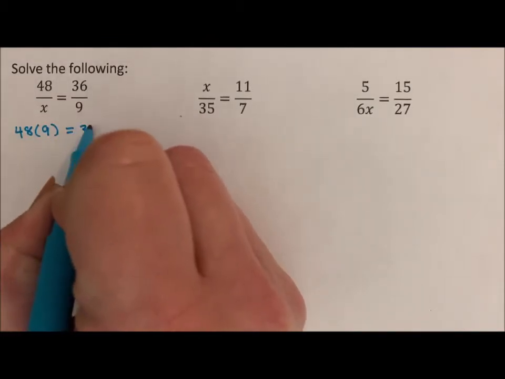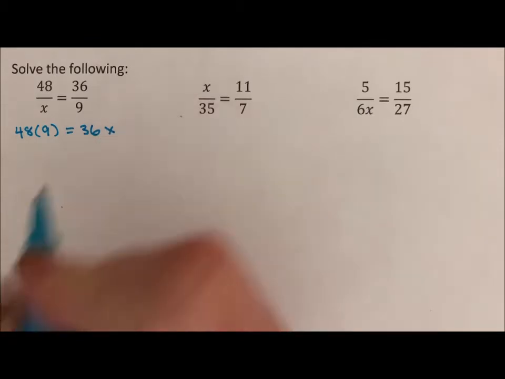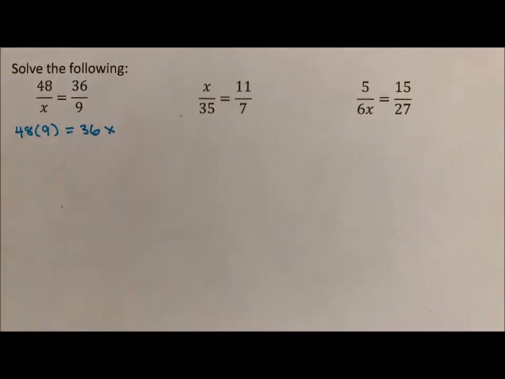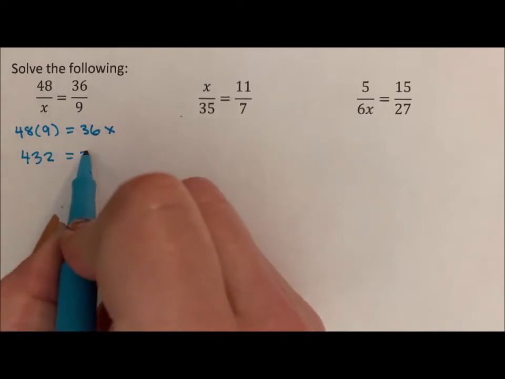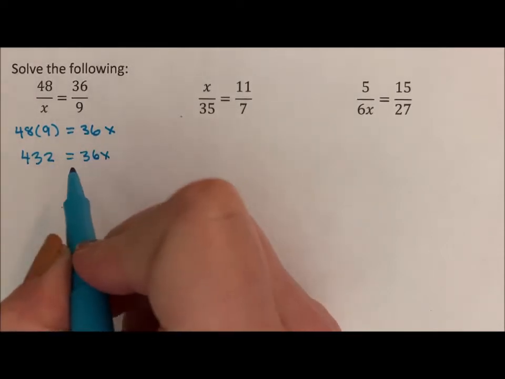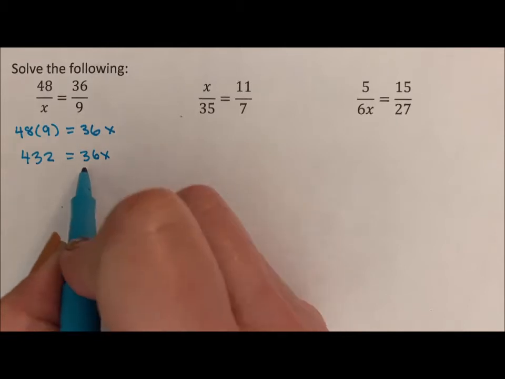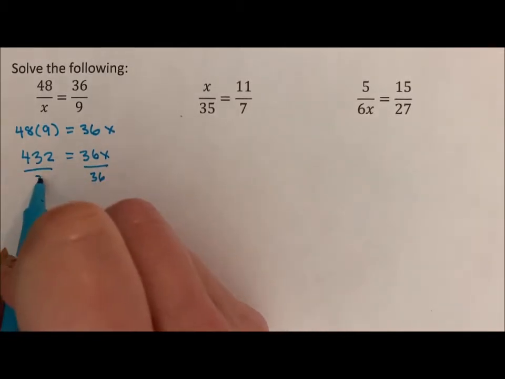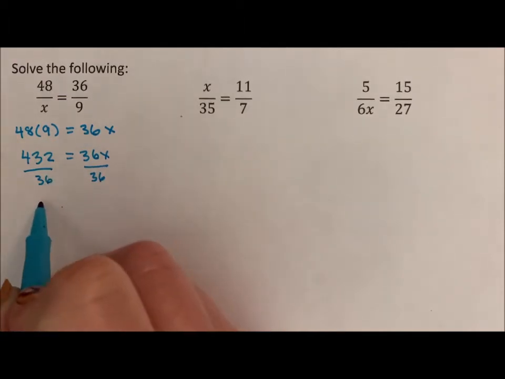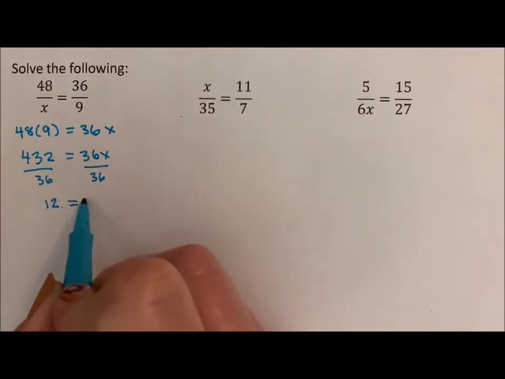equals 36x. 48 times 9 is equal to 432. Then we would take both sides and divide it by 36. And we would get that 12 is equal to x.